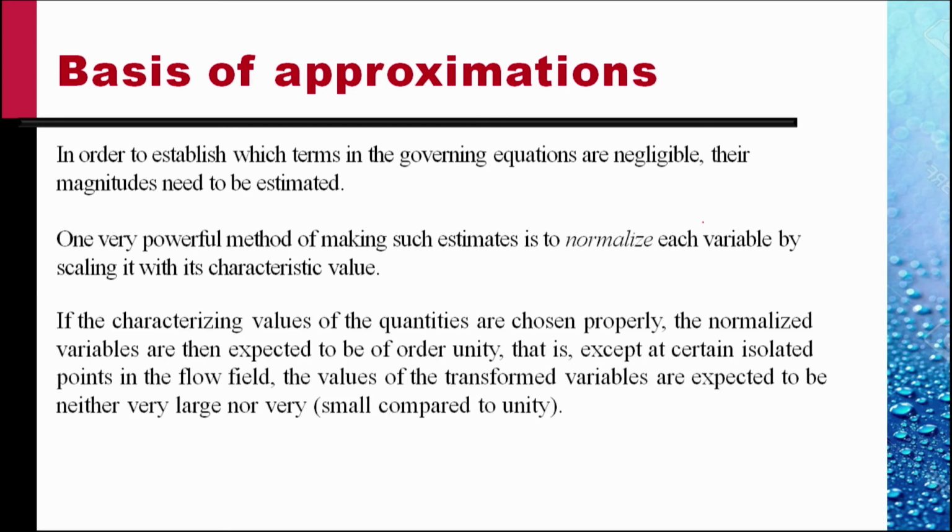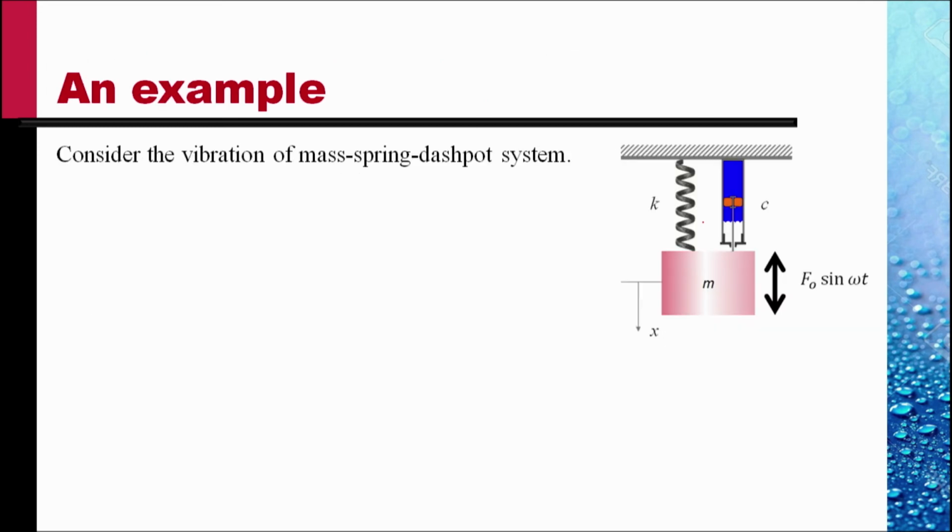If the characteristic values of the quantities are chosen properly, the normalized variables are then expected to be order 1. That is, except at certain isolated points, the values of the transformed variables are expected to be neither very large nor very small compared to unity. As an example, consider the vibration of a mass spring dashpot system.